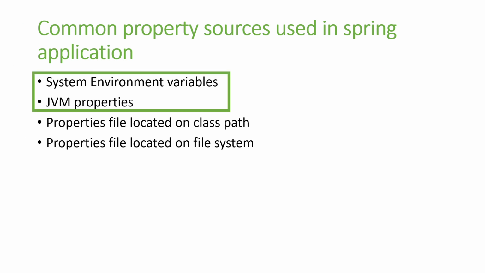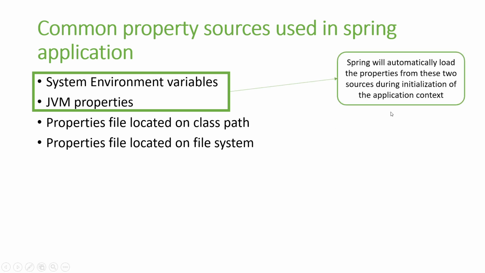These two, system environment variables and JVM properties, Spring will automatically load. That means we don't need to do anything. Spring will load these key value pairs into memory. When will it load? During the application context creation. That means during the initialization of the application context, it will load the key value pairs defined in these two property sources into memory, and we can directly access them.